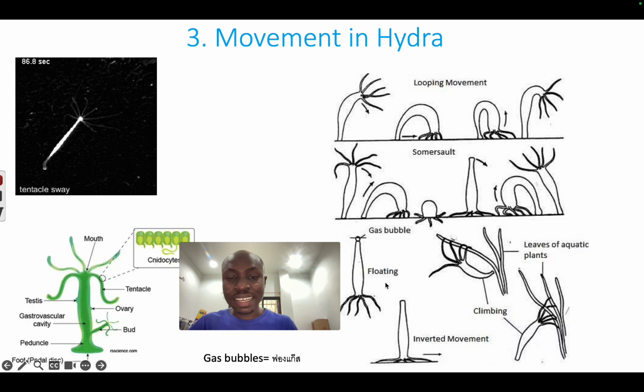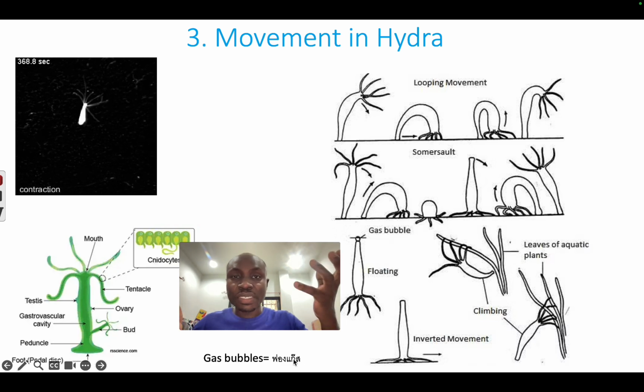Next, the hydra can also float in water. How does it float? It makes gas bubbles near the foot or the pedal disc. These gas bubbles help it to float in water.